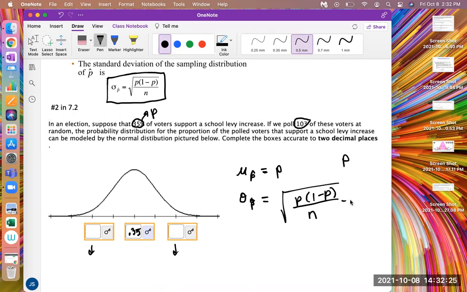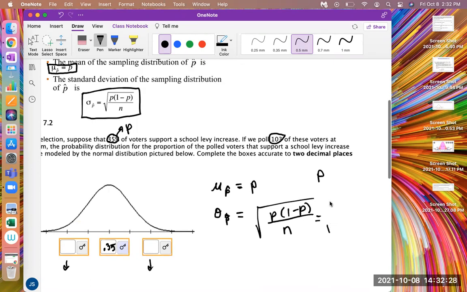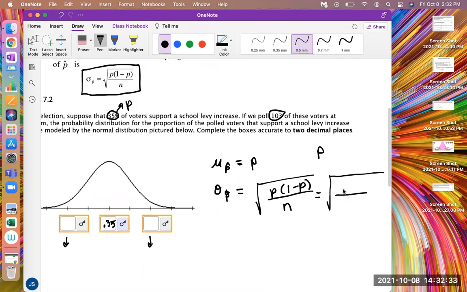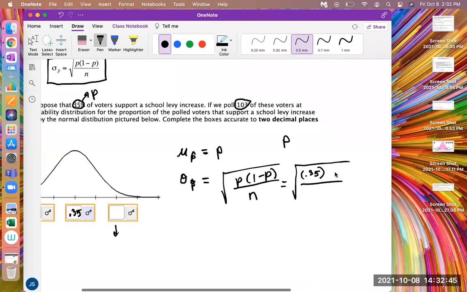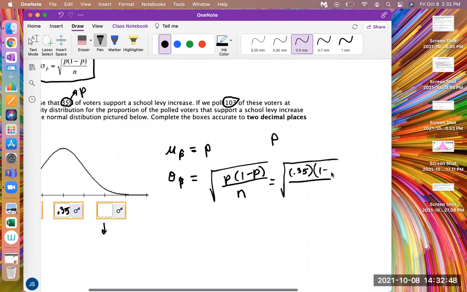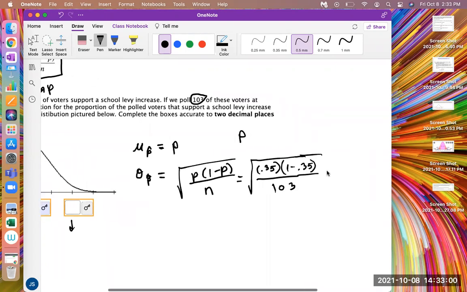So plugging in, I have to do the square root, and this is a big complicated kind of problem. You just have to know how to follow your order of operations closely here. I plug in p, which is 0.35. Remember, I never put percentages in, I turn my percentages to decimals. Then 1 minus 0.35, and then all over n, which is 103 right here. I put this all into my calculator.